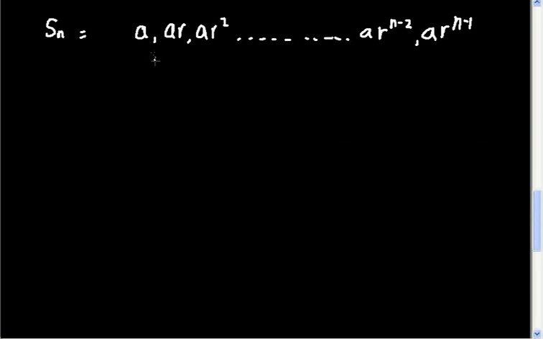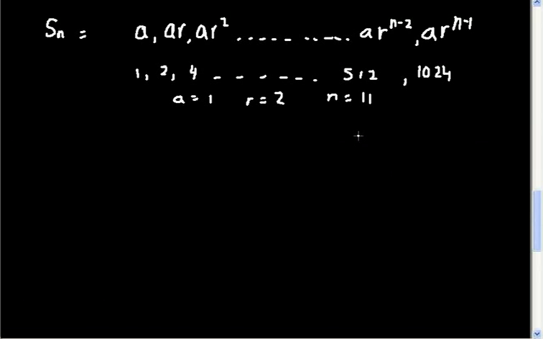Let me write an example below it so that it makes more sense to you. The first term is 1, the common ratio is 2, and the sequence goes up to the 11th term. So the 11th term would be A times R to the power of 10. A is 1, R is 2, 2 to the power of 10 is 1024, times 1 is still 1024. That's just to make this a bit more tangible instead of just looking at symbols.